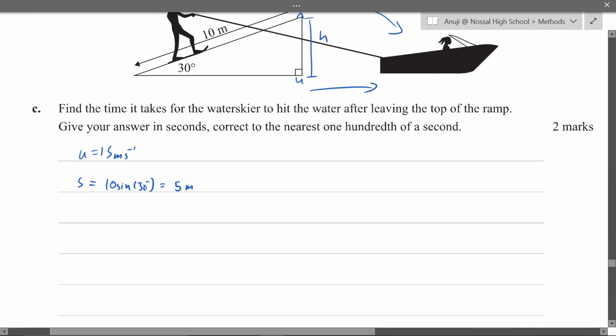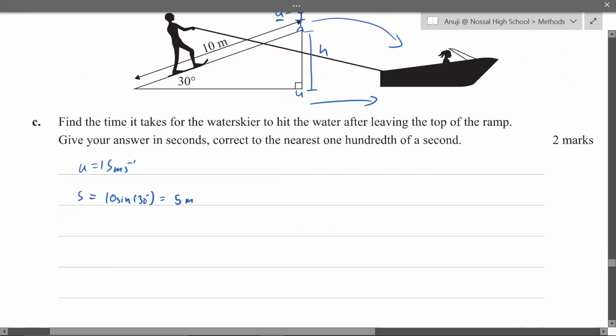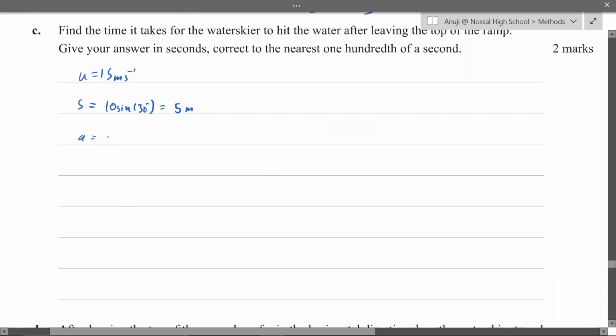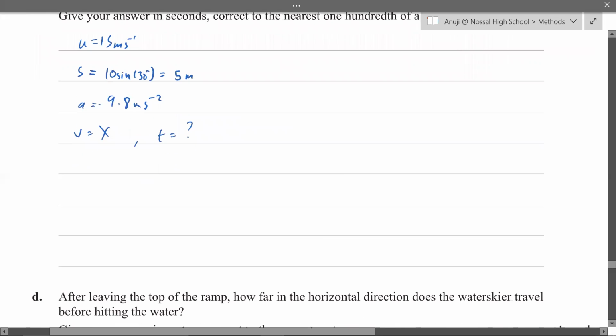We don't know v, but we do know a, so it's negative 9.8 m/s². We don't know v, and we also don't want to find v, so I just write it as x. And we don't know t, but we want to find t, so I wrote a question mark. And just like that other multiple choice, you do this equation and you sub these in, and then you can find t like a quadratic, and it's like 2.03 seconds, if I'm reading my handwriting correctly.